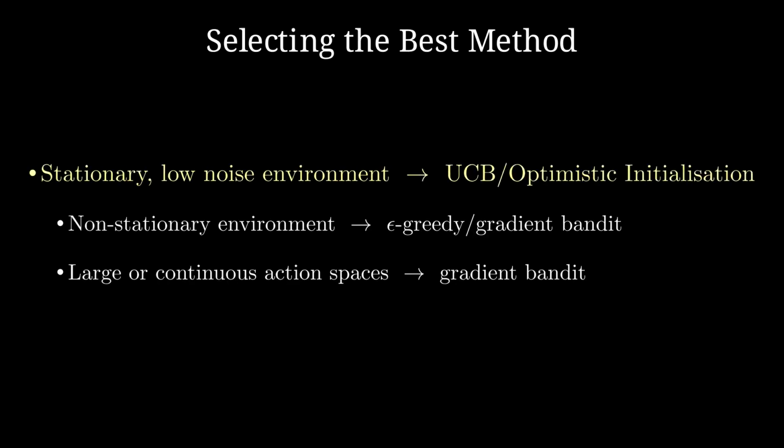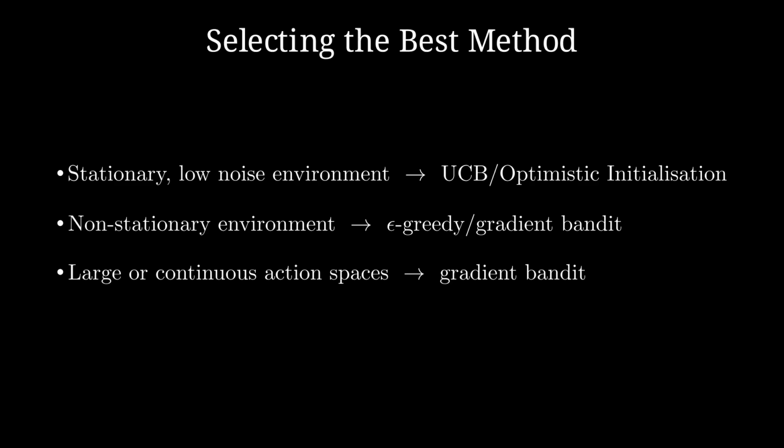When choosing a method, it's important to consider not only peak performance at optimal parameter settings, but also how sensitive the method is to parameter changes. A method that excels under ideal conditions may perform poorly with small adjustments. From the results observed in this study, we can draw the conclusions that in a stationary, low-noise environment, UCB or optimistic initial value agents are best. For non-stationary problems, Epsilon-Greedy agents with a small epsilon value or gradient bandit algorithms with a baseline perform well. In large or continuous action spaces, gradient bandit algorithms are more scalable and would perform better than other alternatives.